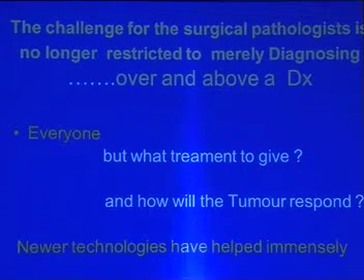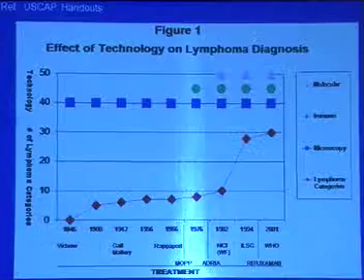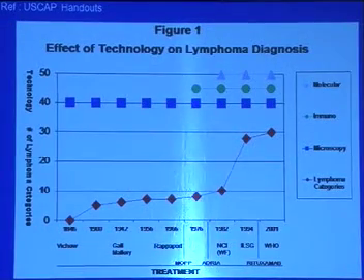But today, the challenge for the surgical pathologist is not merely restricted to giving a diagnosis, because over and above a diagnosis, everybody wants to know what treatment will be given, and will this tumor respond to that treatment. And newer technologies are available today to help us in this direction. And these newer technologies have made a whole lot of difference in the way we pathologists have been practicing.